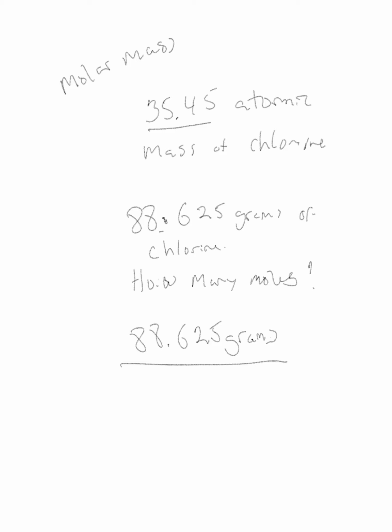So we would divide the chlorine by 35.45 grams per mole of chlorine. And when we do that, we would get 2.5 moles. Okay?